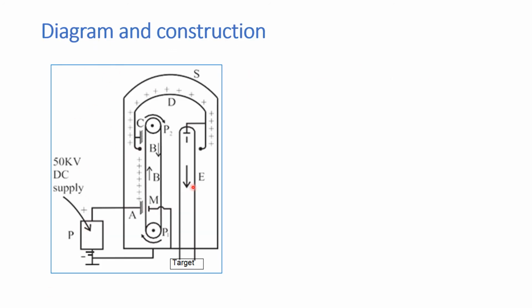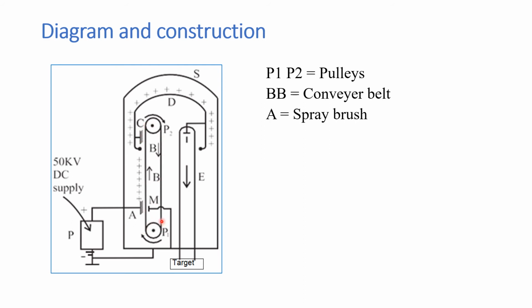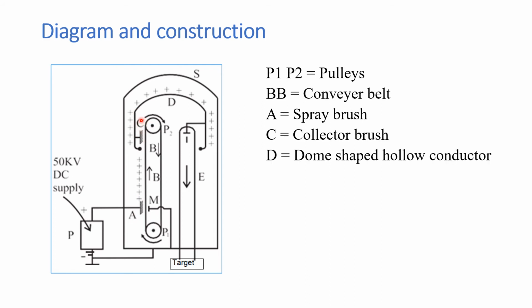This is the diagrammatic representation of the Van de Graaff generator. Here P1 and P2 are the pulleys. BB is the conveyor belt. A is the sprayer brush. C is the collector brush. D is the dome shaped hollow conductor.